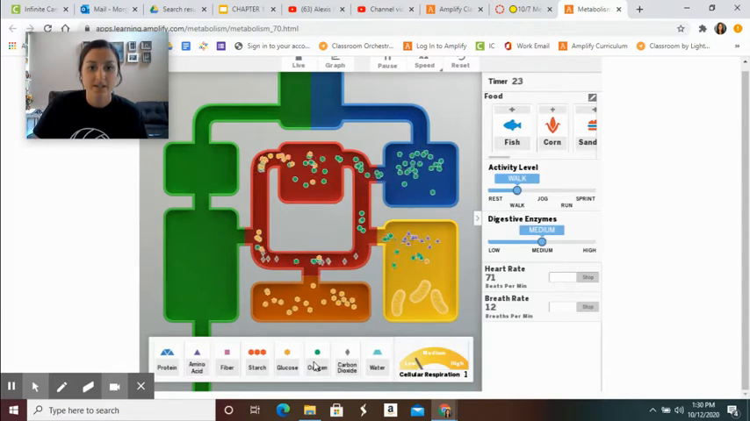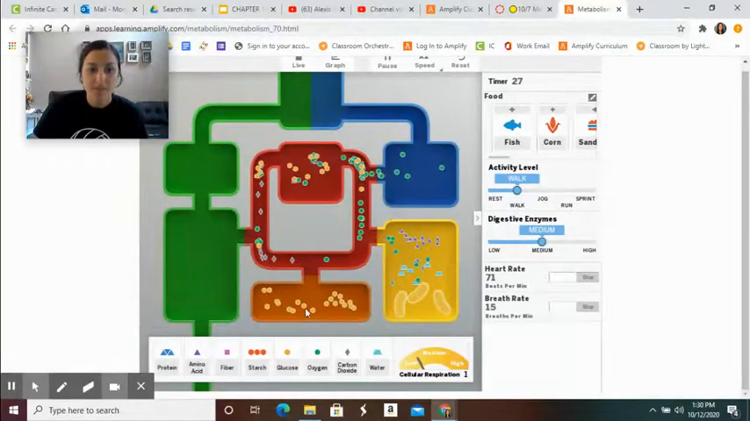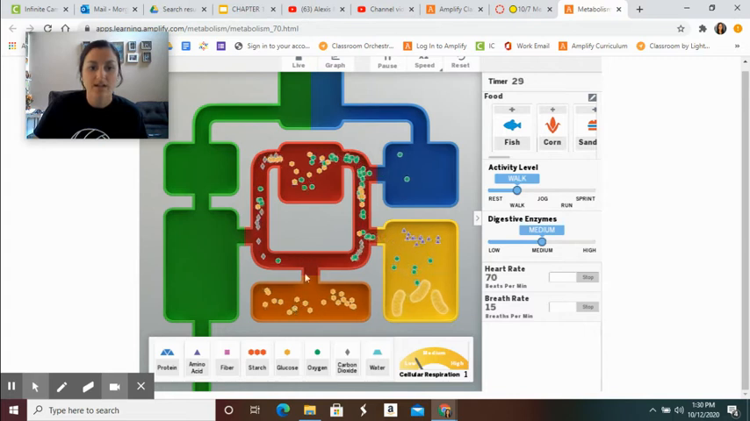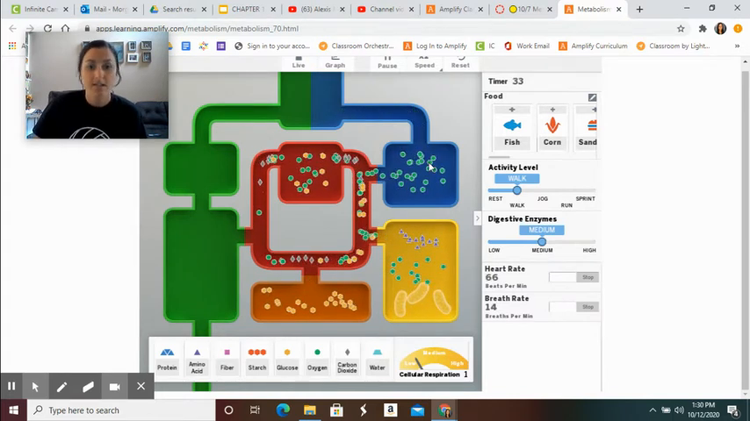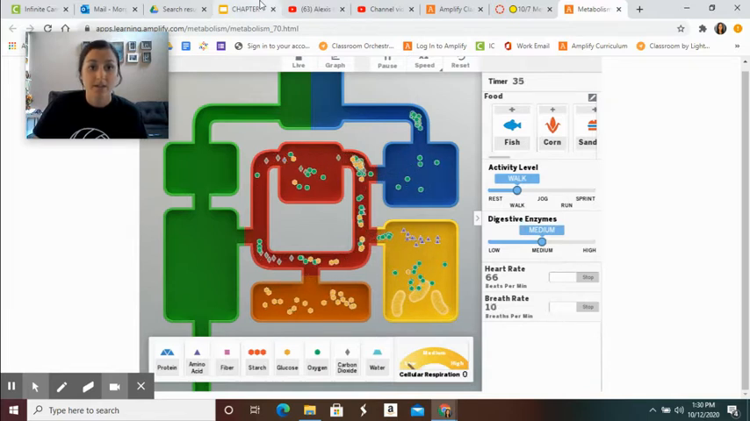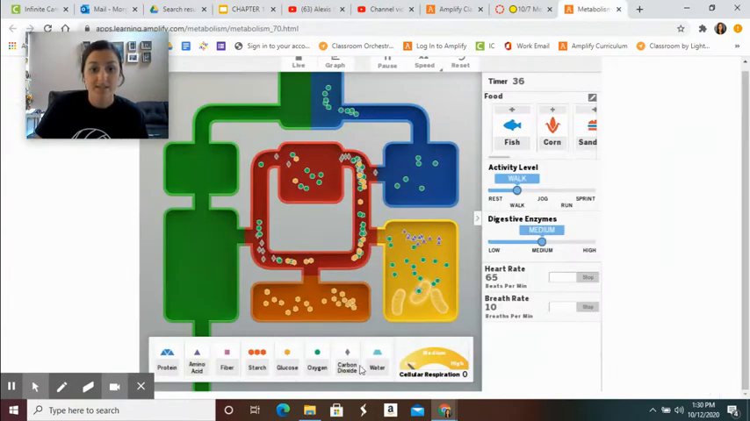Down here you can see our green circles. Over here are oxygen. We have little glucose down here, and all different kinds of things. So you're just playing around with it, seeing what goes on, and answering the questions that are right here: how the simulation works, what you notice, what happens when the food and air enter, and what the molecules entering are. Like I said, those are these down here.